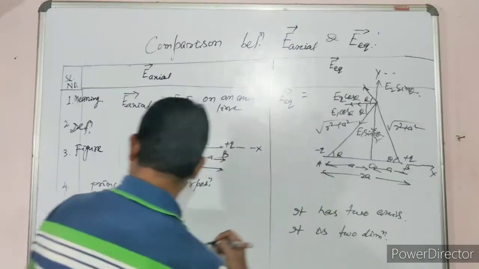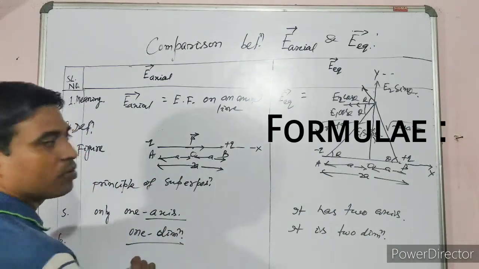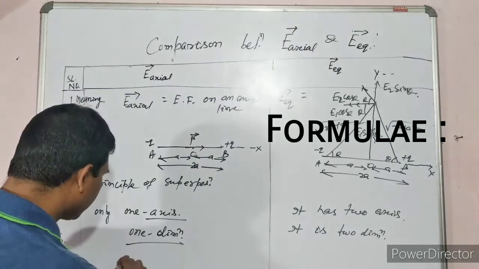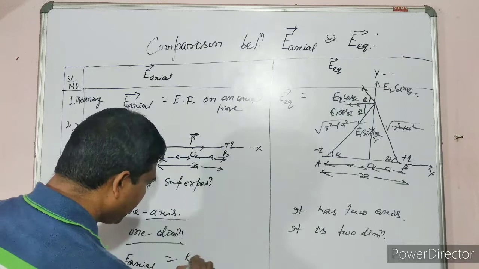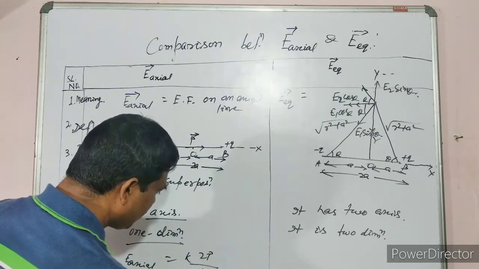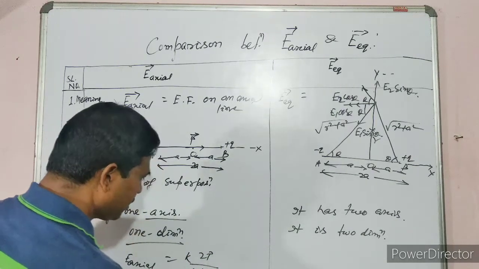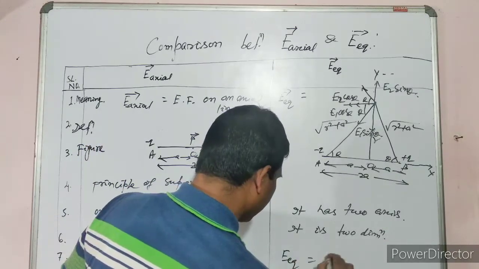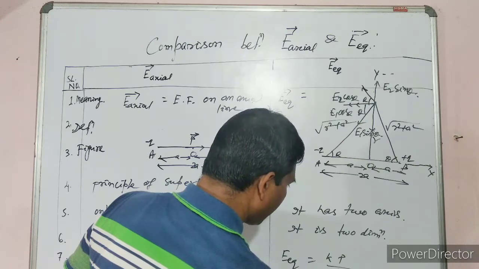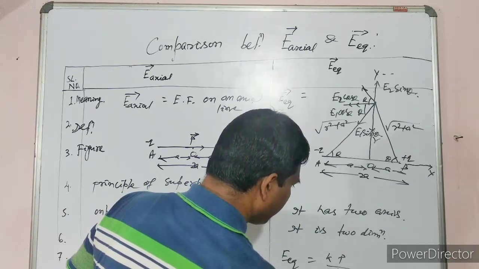Then important is, what is the formula you got from the video? E axial is equal to k 2p by (r square minus a square) whole square. You have given the magnitude. I am writing here E equatorial is equal to k p by (r square plus a square) to the power 3 by 2 in magnitude.